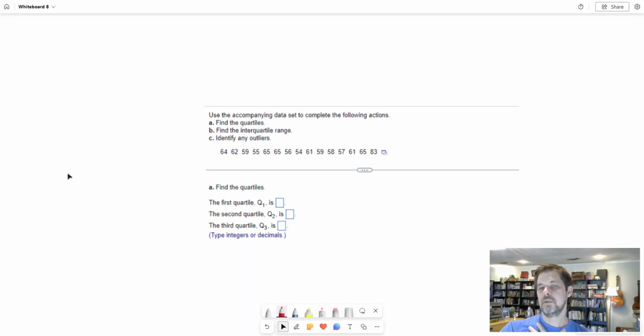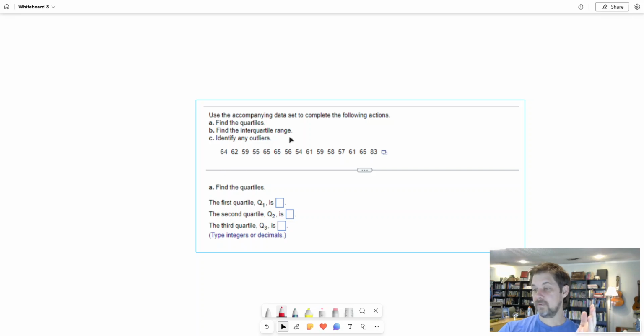Hello everybody. So let's take a look at this question that I found that somebody posted on the discussion board. We are given a data set, which you're looking at here, and this is a screenshot from my math lab, but there's the data. I want to do the part of the question that says find the first quartile, the second quartile, and the third quartile. Okay? Alright, so let's take the data at face value.